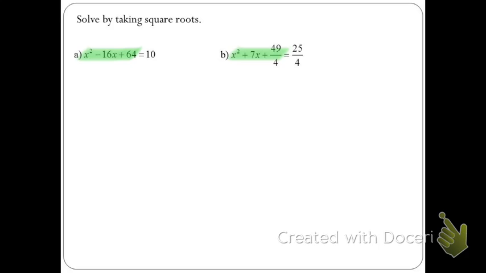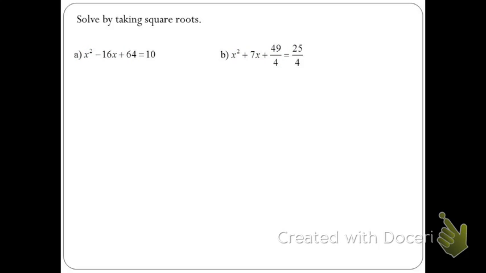Well, because if I look at x squared minus 16x, and I take half of negative 16, which is negative 8, and square it, I would get 64. If that had been a blank there, you would have said 64 is what you would have added to get a perfect square. Well, that's what was already there. Same thing here. If this had been a blank where the 49/4 is, you would have said half of 7 is 7 halves, and 7 halves squared is 49/4. So that's a perfect square trinomial.